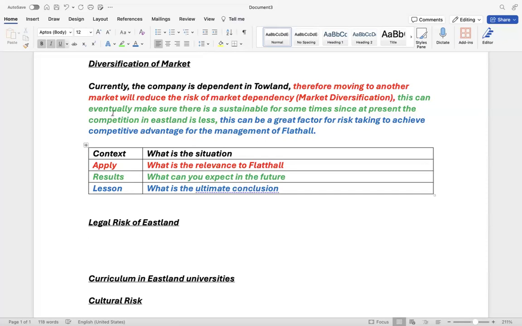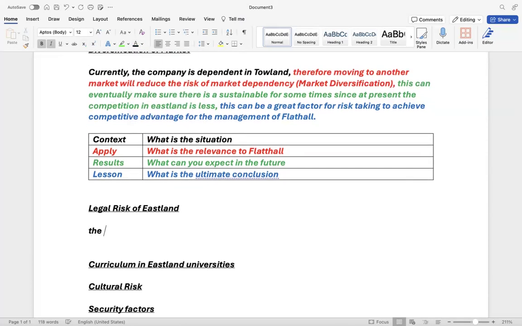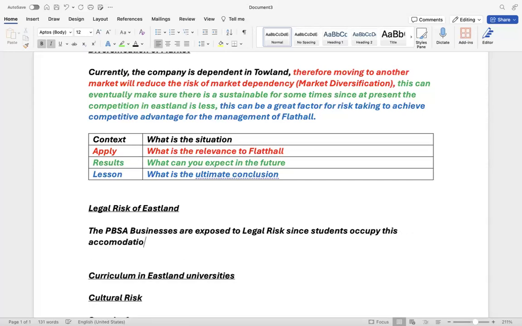Now, students, the second one is a legal risk in the Eastland. So I'll just make sure let's work on that step by step. So I'll write down here the PBSA businesses industry knowledge are exposed to legal risk, since students occupy this accommodation, in some cases, foreign students as well, so that is the context, the situation.